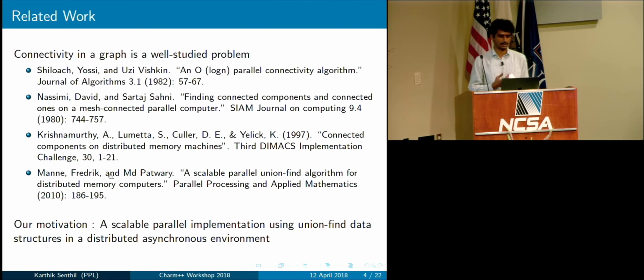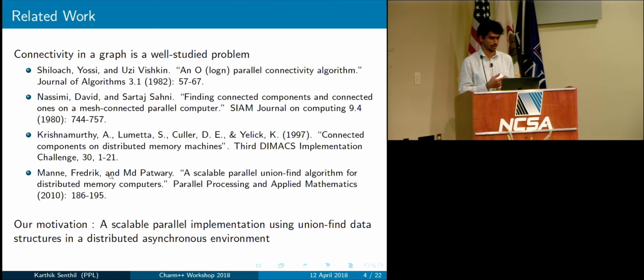Second is the work by Nassimi and Sahni, where they develop a connected component detection algorithm for a mesh-based parallel computer. Krishnamurthy and others were probably one of the first few to extend Shiloach-Vishkin's algorithm to a distributed memory setting, where they used the probabilistic mesh idea to show the working of their algorithm. And more recently, the work by Manne and Patwary, where they develop a scalable parallel union find algorithm specifically for a distributed memory machine.